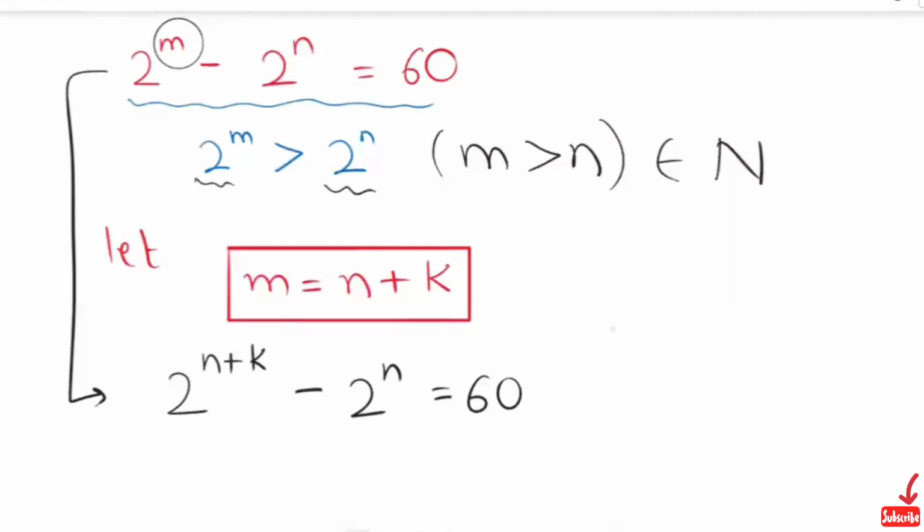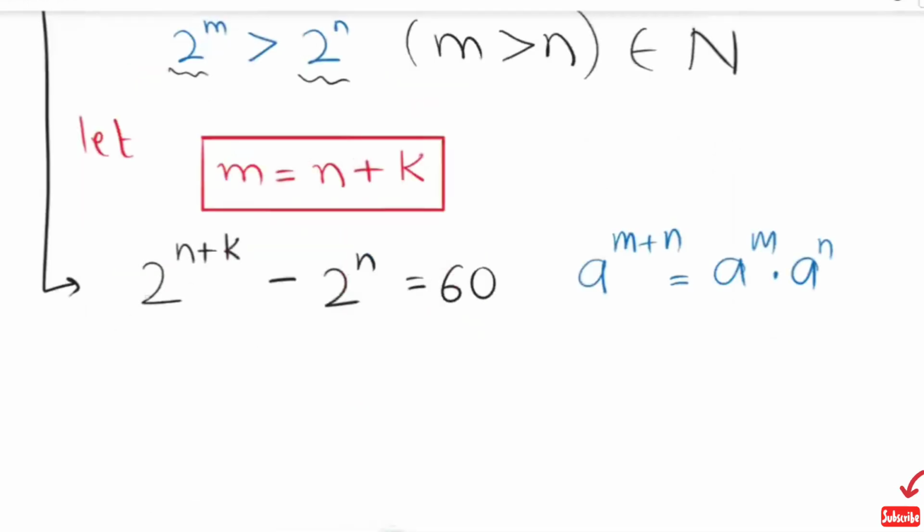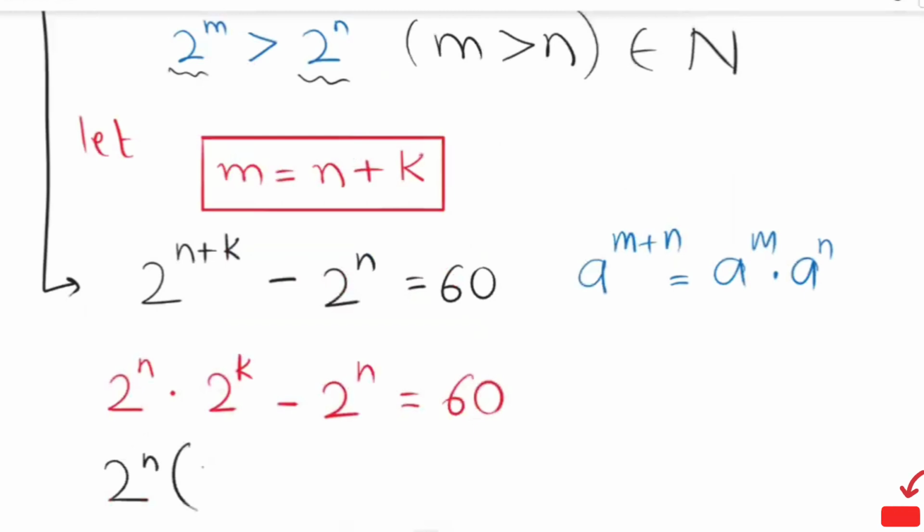In the next step, I will use the exponential rule: a to the power of m plus n is equal to a to the power of m times a to the power of n. So this can be written as 2 to the power of n times 2 to the power of k minus 2 to the power of n is equal to 60. Now here we have 2 to the power of n common, so I will take it out. Here 2 to the power of k minus 1 is remaining, is equal to 60.